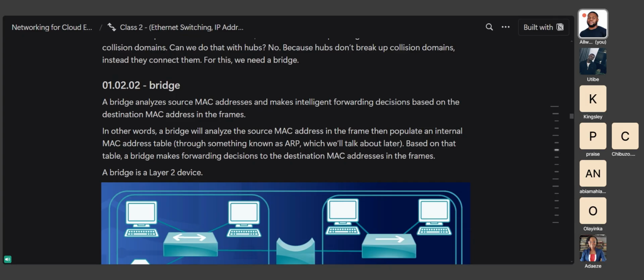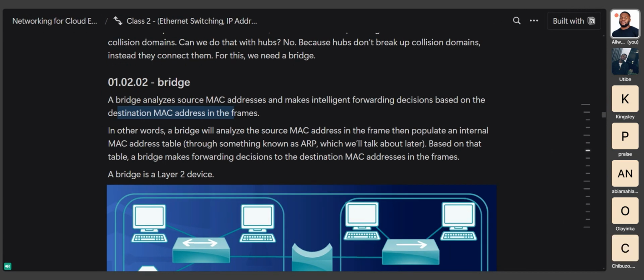So what is a bridge? A bridge analyzes source MAC addresses and makes intelligent forwarding decisions based on the destination MAC address in the frames. Too many bulky words. What does that actually mean, right? A bridge will analyze the source MAC address. Remember, MAC addresses function at layer 2 of the OSI model. As we go through this, you begin to understand a lot more how the OSI model functions, why it exists, and how data flows from one layer to the other.